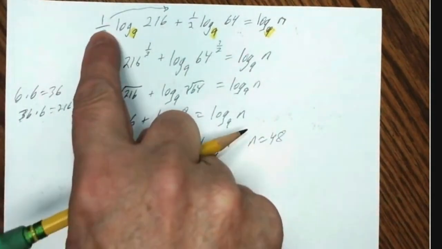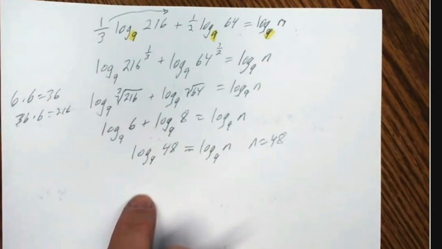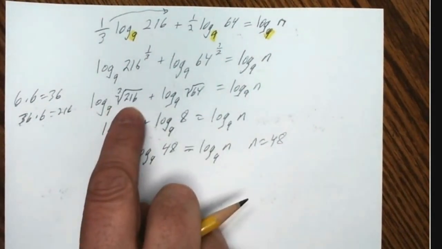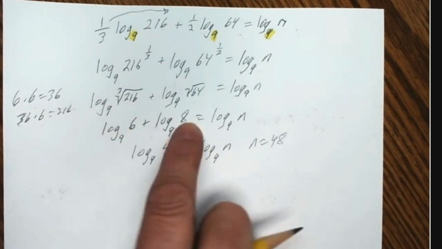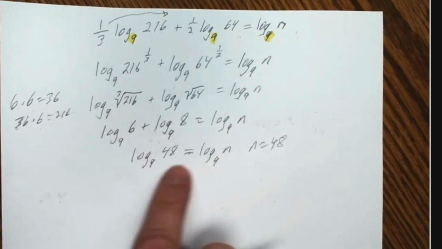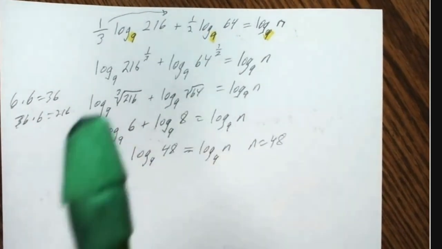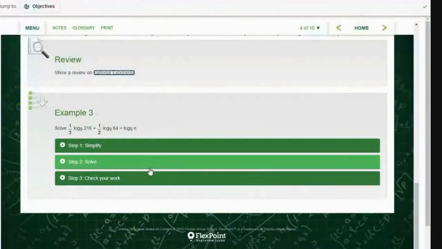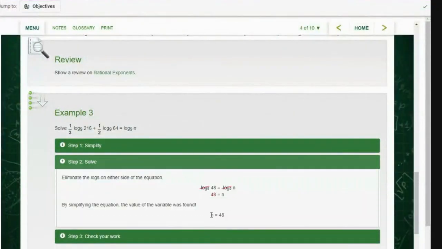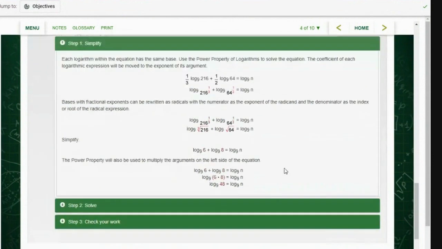But we had to use the power property, change those from exponents to radicals, solve the radical, and then use the product property followed by the equality property. So we used the power property, the product property, and the equality property to solve that, and ended up with 48. That's kind of fun. What did they get? 48. What do you know? n equals 48. So if you need to go through those steps again, they talk about it here as well.